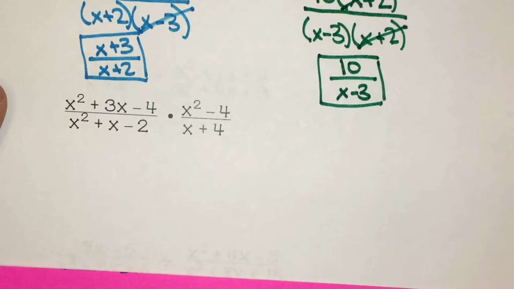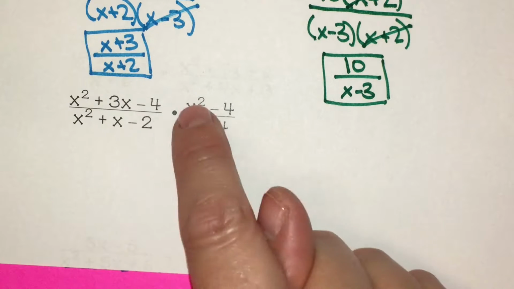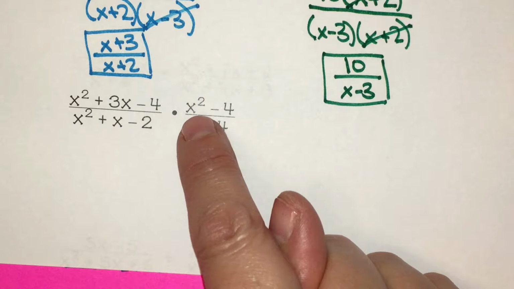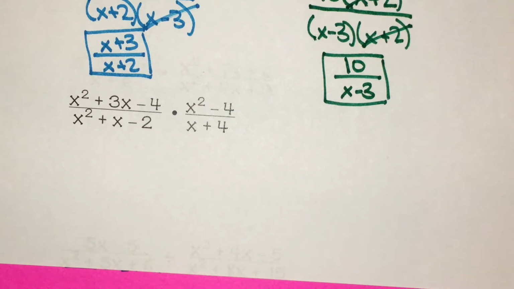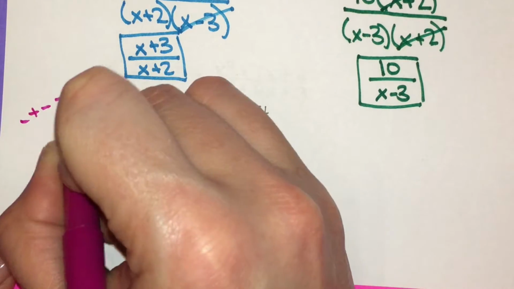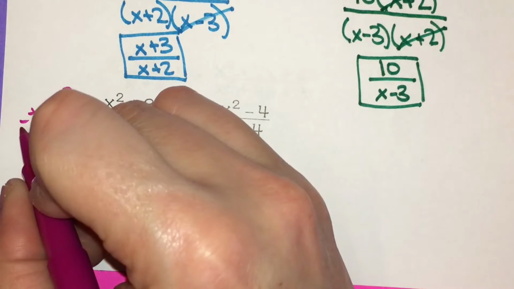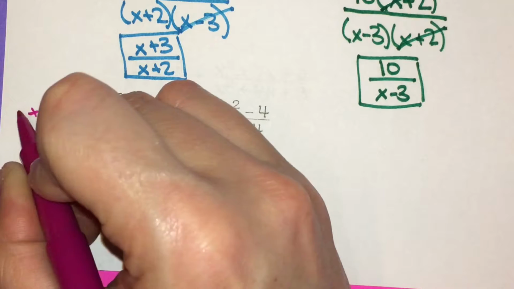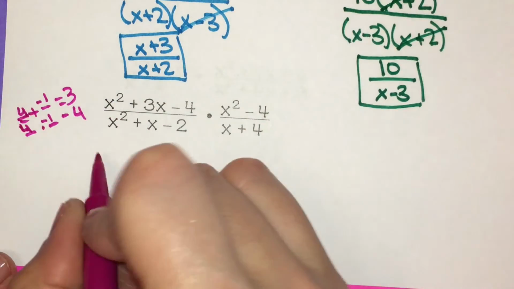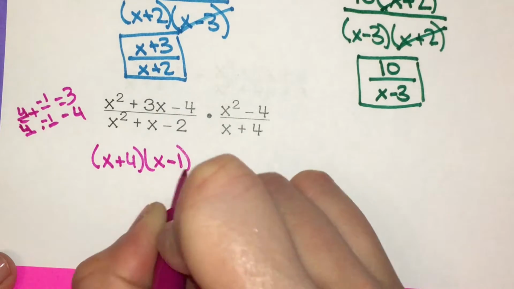Okay, x squared plus 3x minus 4 over x squared plus x minus 2, all multiplied by x squared minus 4 over x plus 4. So I'm going to start by just factoring everything. Figure out what I have to add together to equal 3, multiply together to equal negative 4. So this is 4 and negative 1. So x plus 4 times x minus 1.